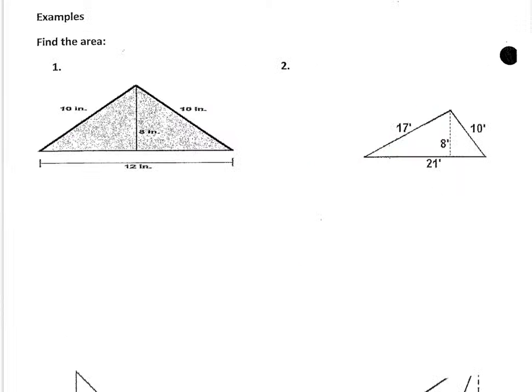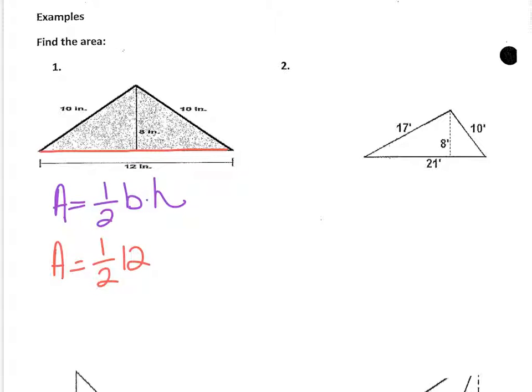So let's take a look. So I'm going to start by writing the formula for area of a triangle. Area equals 1/2 base times height. And then I'm going to plug in what I know. So 1/2 the base. So in this triangle, the base is 12, and then times the height, which in this triangle, the height is 8. And you can see that they make a right angle together, so I can use those as the base and the height.